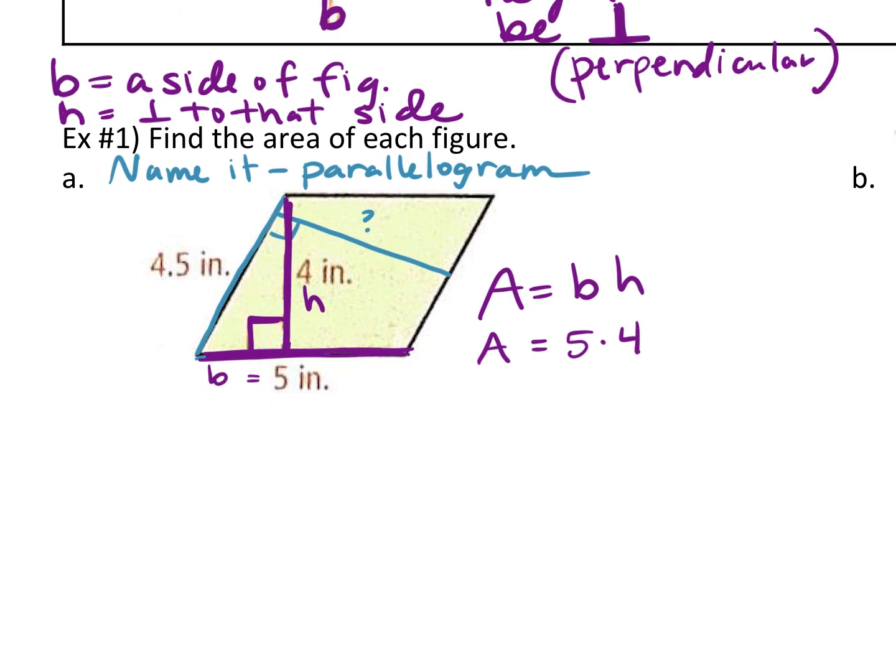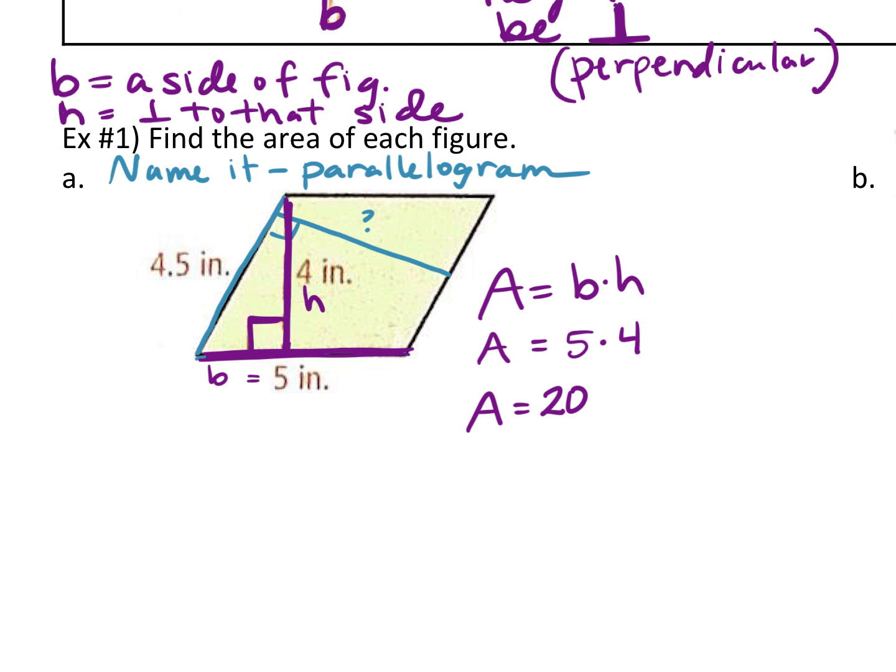Now, the other thing I'm super picky about in this chapter is how you label things. What does this equal? 5 times 4. Why wouldn't we just put 20? It is. That's what we're going to do. But how do you label it? 20 what? 20 inches. It's area.